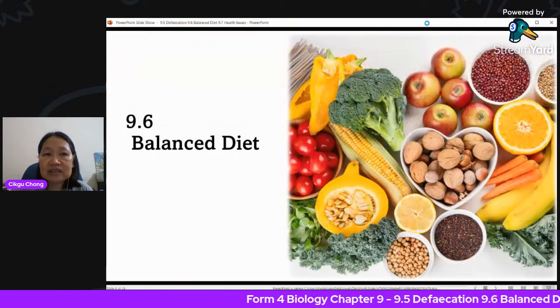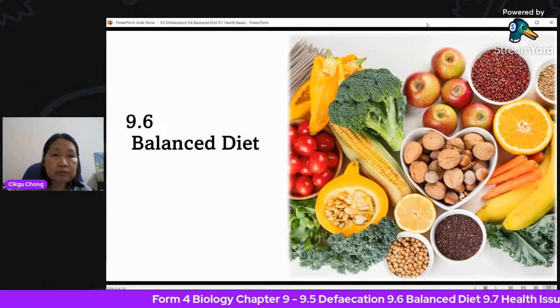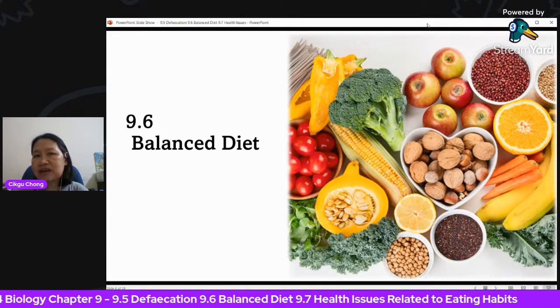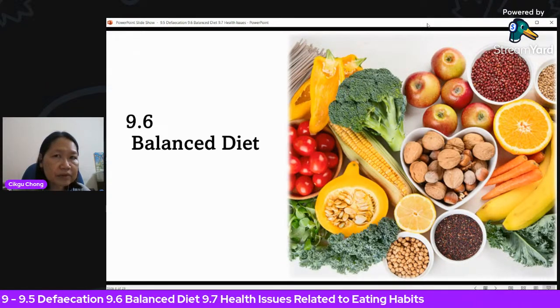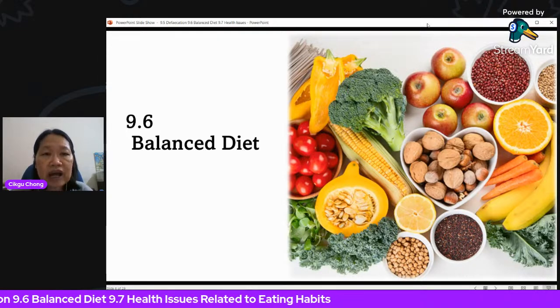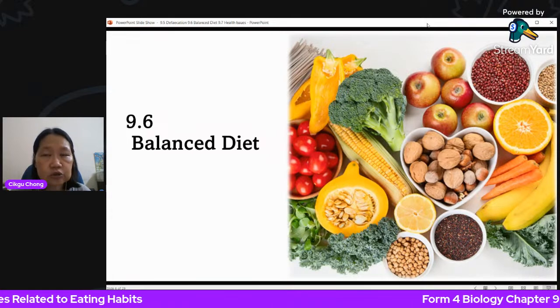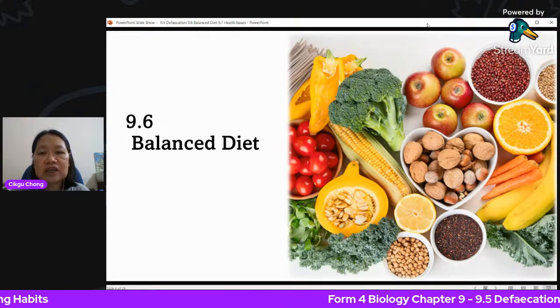All right, now let's look at this. We have finished with 9.5. Now we go to 9.6, balanced diet. What is the meaning of a balanced diet? Okay, so in order to explain or to describe the meaning of balanced diet, there are two important concepts here, the two facts here that you have to write in your answer.